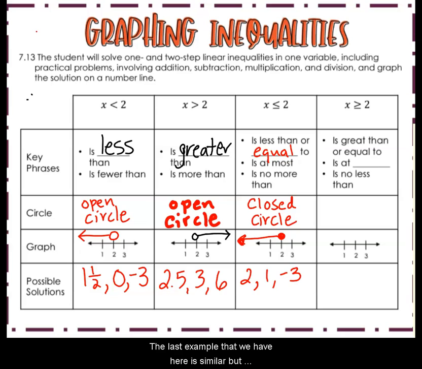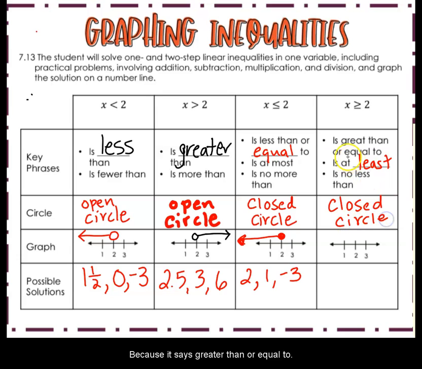The last example that we have here is similar, but instead the symbol is opening up towards the x. So instead of less than or equal to, this is going to be greater than or equal to, or at least this amount. So my circle for this one is also going to be closed because it says greater than or equal to. So I'm going to close my circle at the 2, and this time though I'm going to go to the right because it's greater than.